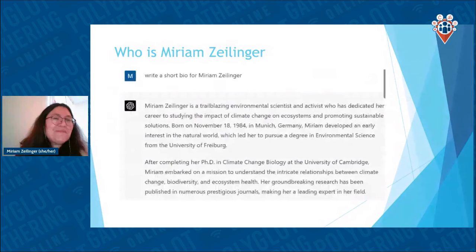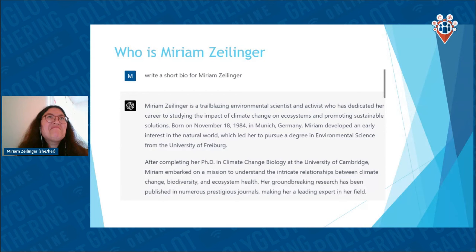My name is Miriam Zeilinger, and I asked ChatGPT to write a short bio for me. And it says, Miriam Zeilinger is a trailblazing environmental scientist and activist who has dedicated her career to studying the impact of climate change on ecosystems and promoting sustainable solutions. Born on November 18, 1984 in Munich, blah, blah, blah. After completing her PhD in climate change, University of Cambridge.